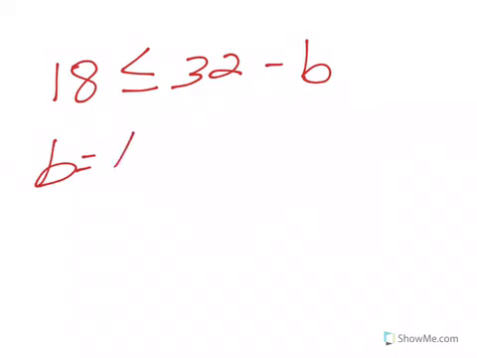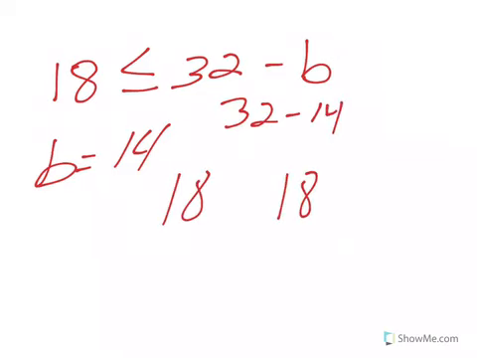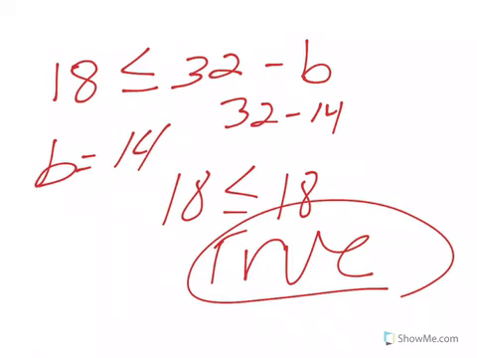We'll say 18 is less than or equal to 32 minus b. b is going to equal 14. Okay, so 32 minus 14 equals 18. So 18 is less than or equal to, well, it's not less than, but it is equal to. So this is a true statement.